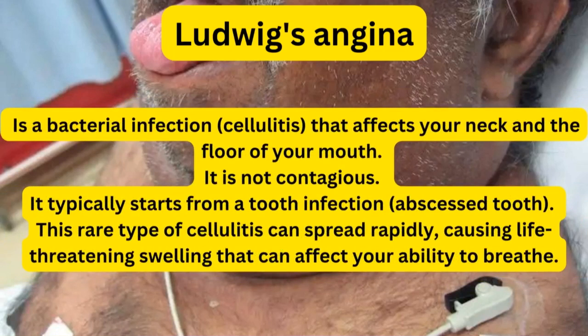Ludwig's angina is a bacterial infection referred to as cellulitis, not an abscess, that affects your neck and the floor of your mouth. Hence, it's not contagious, and it typically starts from a tooth infection, which is an abscessed tooth. If left untreated, it can result in Ludwig's angina. And this rare type of cellulitis can spread rapidly, causing life-threatening swelling that can affect your ability to breathe.